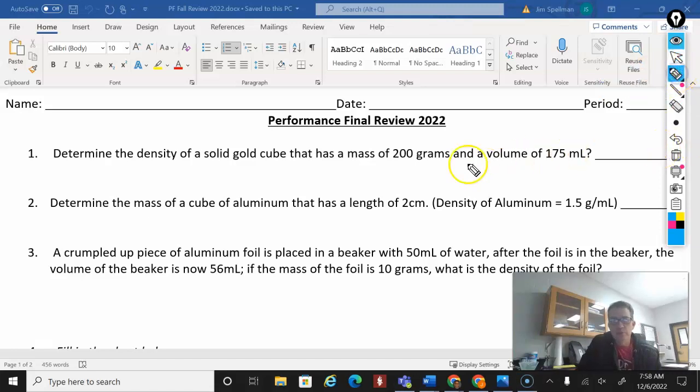Going to run through a few of these questions with you, then there'll be a couple more videos after this to finish the rest of them. So 1, 2, and 3 are dealing with density. In order for us to calculate density, we need to know the formula for density.